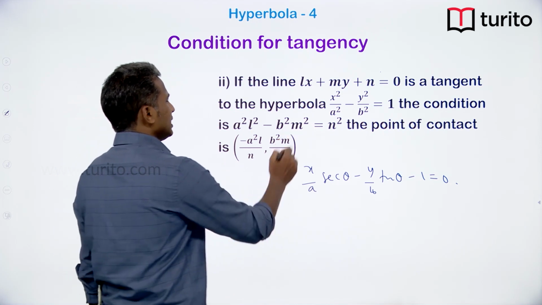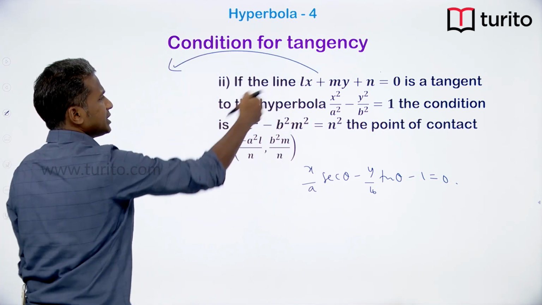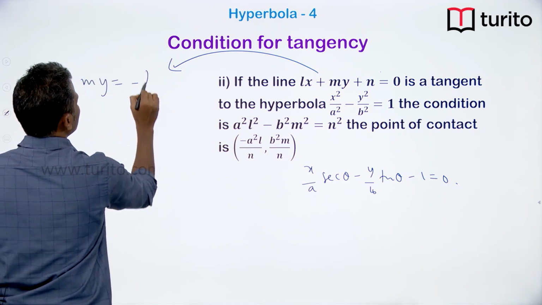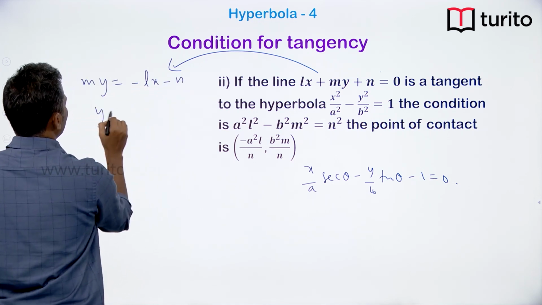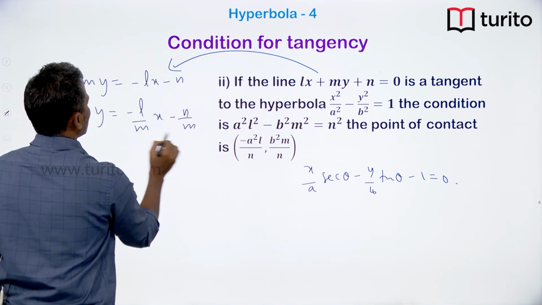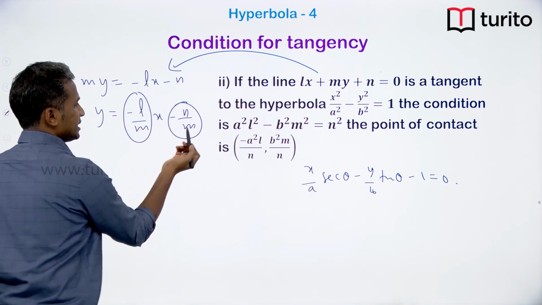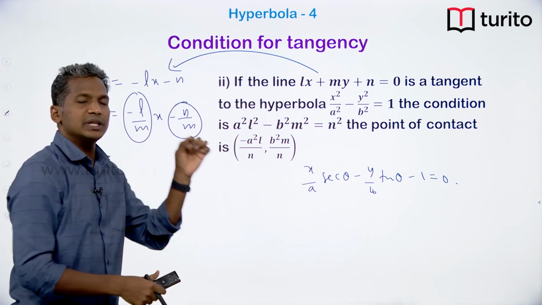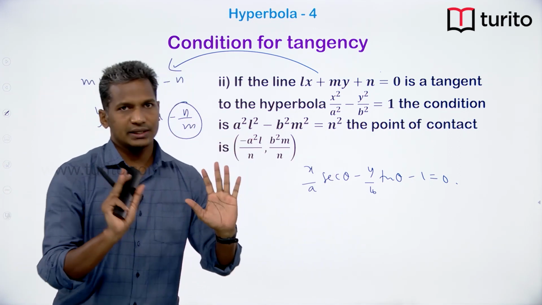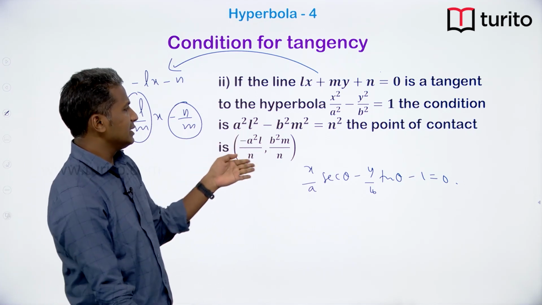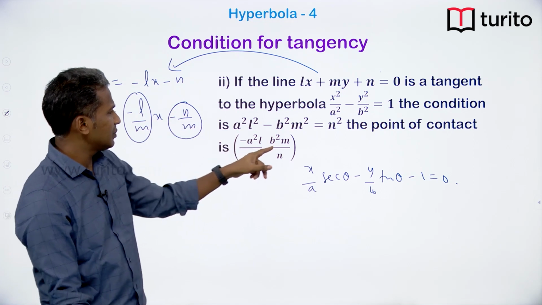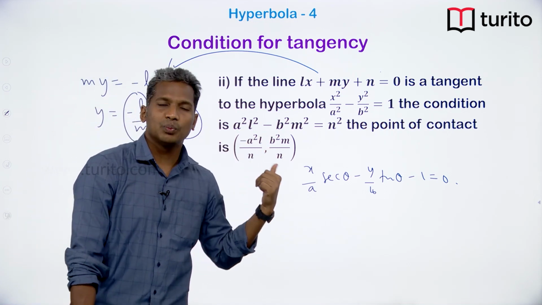Or the other method is to directly convert this into y equal to mx plus c form. So, what do we get here? My equal to minus Lx minus n. So, y will become minus L by m into x minus n by m. So, here we have the slope, here we have c. So, directly we can substitute this in the earlier condition and get the condition for tangent c. That is simple. Similarly, we can put this in place of m and this in place of c and get the point also.